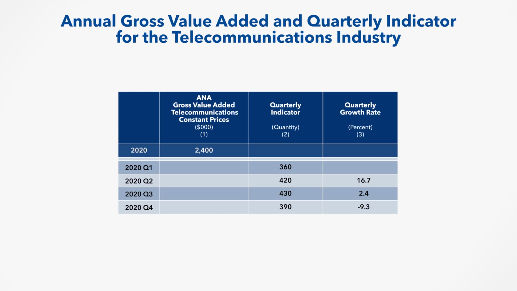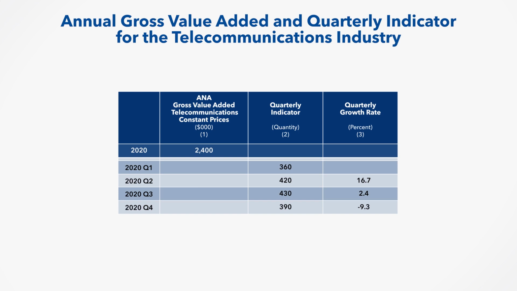Assume that the Q&A compiler has access to quarterly estimates of the number of accounts and overall cellular traffic. This indicator is closely related to the annual series but has some differences in definition and coverage. This quarterly indicator shows that the value in Q2 of 2020 is 16.7% higher than in Q1. This indicator reflects volumes rather than current prices because it is measured in quantities.